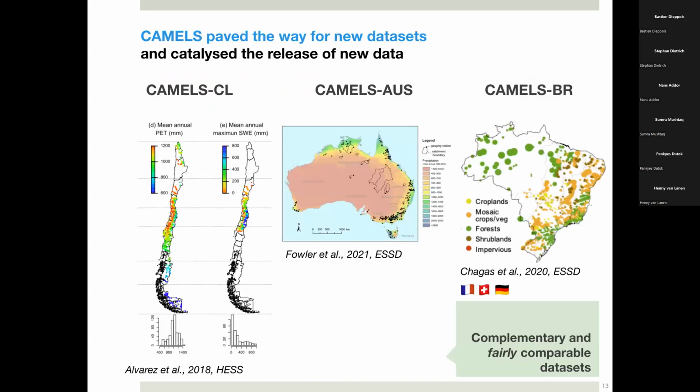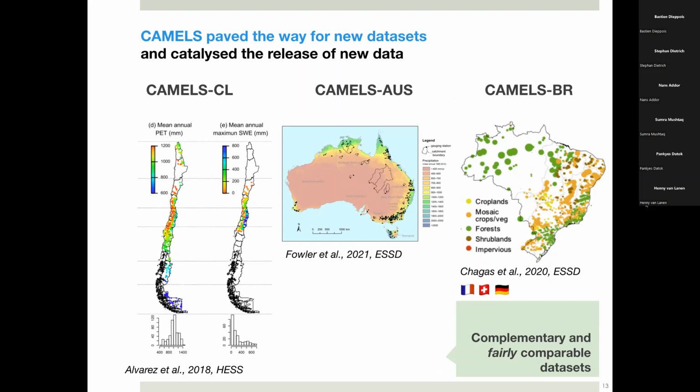And so this CAMELS dataset paves the way for new data sets and catalyzes the release of new data. There are now a few CAMELS data sets, one for Chile on your left. The flow data for Chile became publicly available for the first time through CAMELS Chile. So that was really a massive achievement. Data for Australia and CAMELS Brazil. And there are other CAMELS datasets that are being produced for France, Switzerland, and Germany.